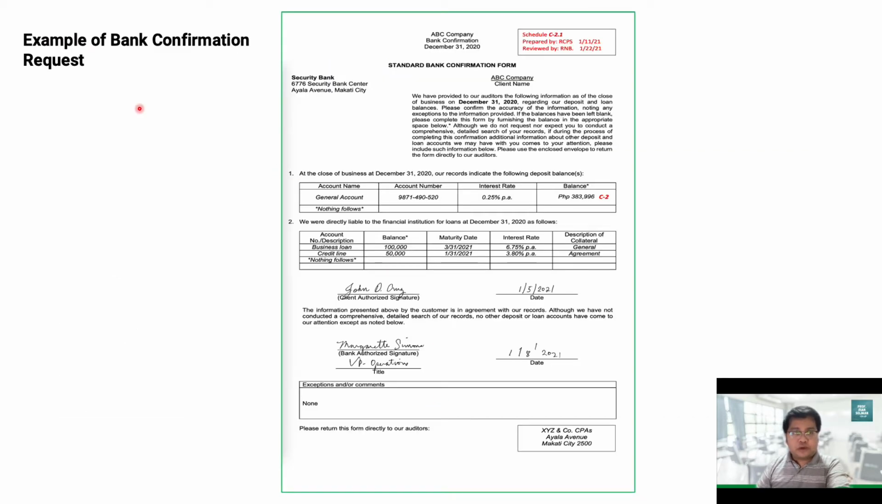So this is an example of a confirmation request. This time, this is a confirmation from a bank. Okay, so let's just examine this confirmation letter.